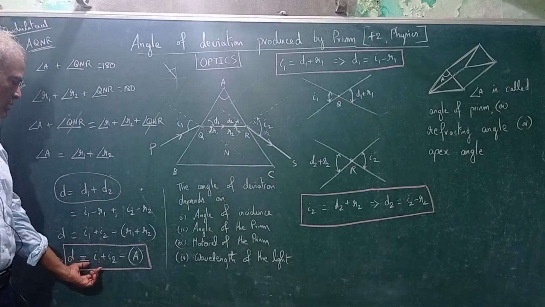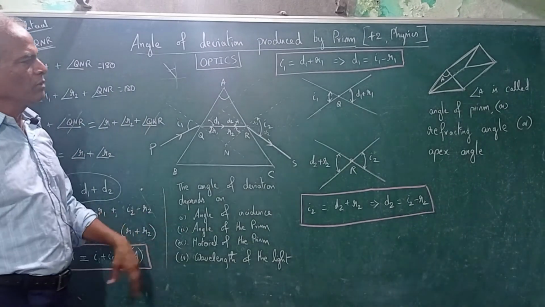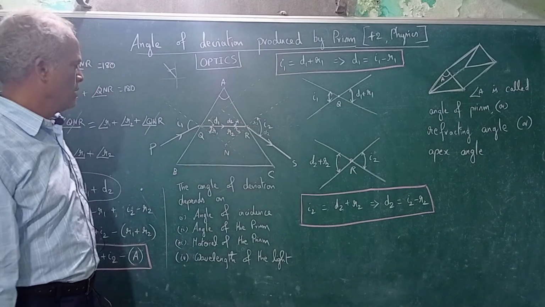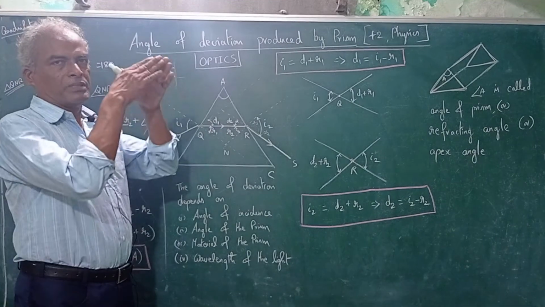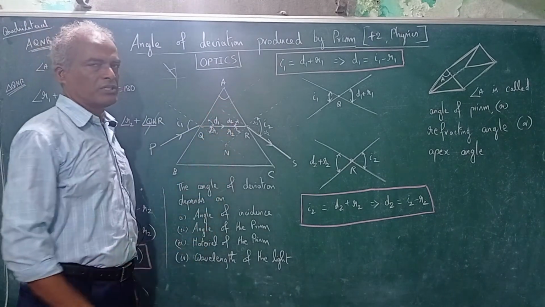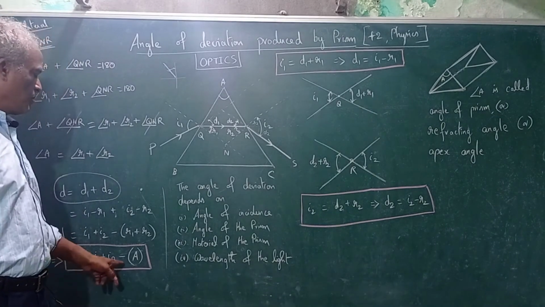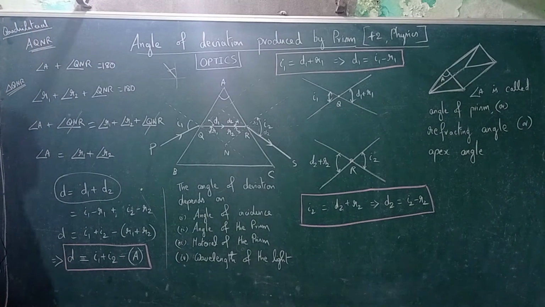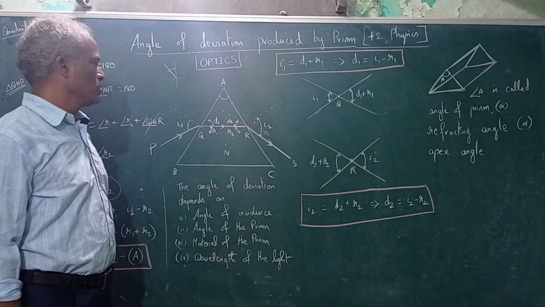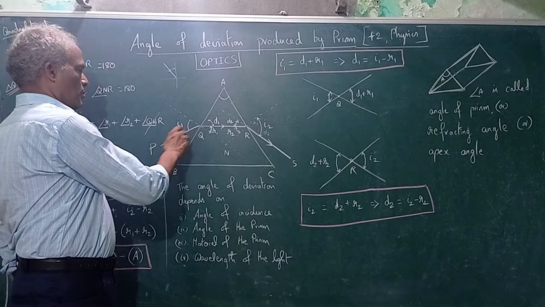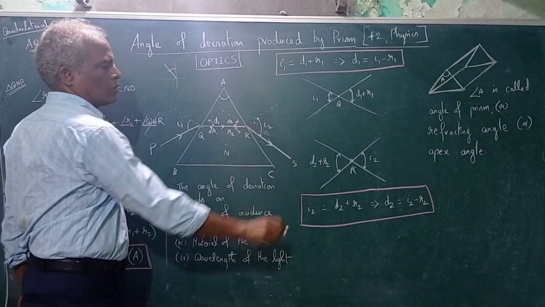If you carefully look at this equation, I1 you can measure because it is outside the prism. I2 also you can measure because it is outside the prism. Then minus angle, you know the apex angle of the prism. This angle also can be measured easily. So if you know these three values, I1 plus I2 minus A, you can always find the total deviation of the incoming wave through the prism. So it enters from P point, it reaches Q, then it moves to R and then to S.